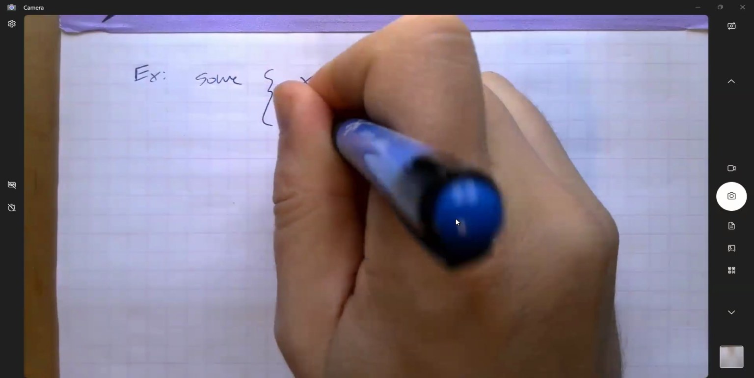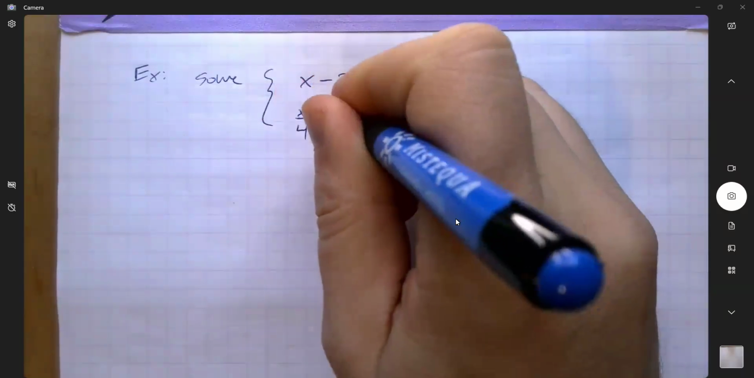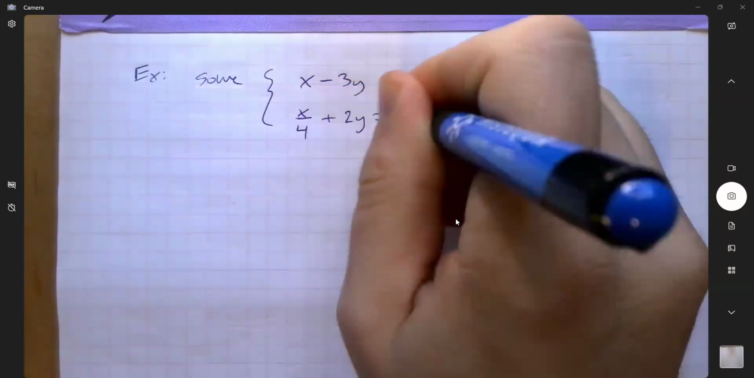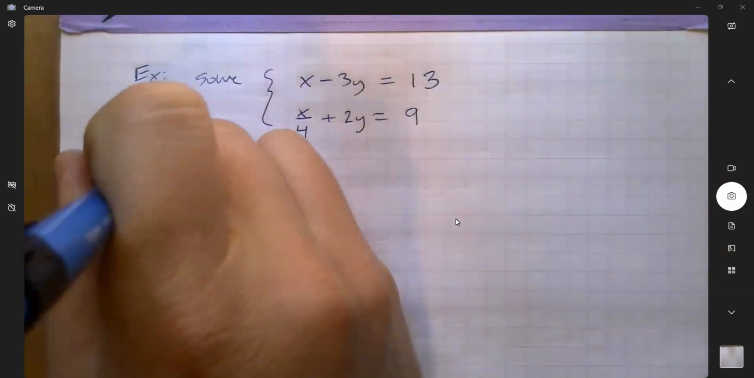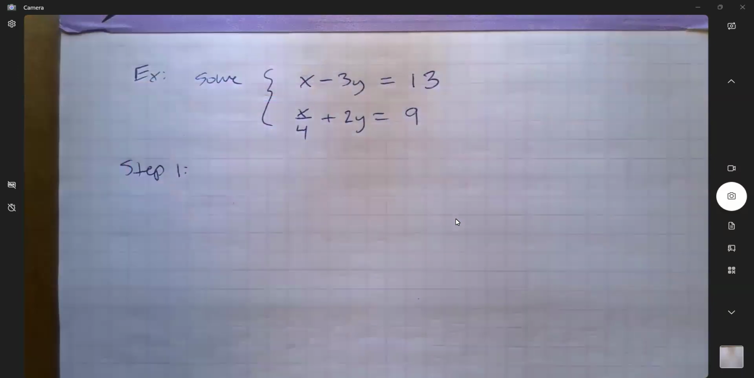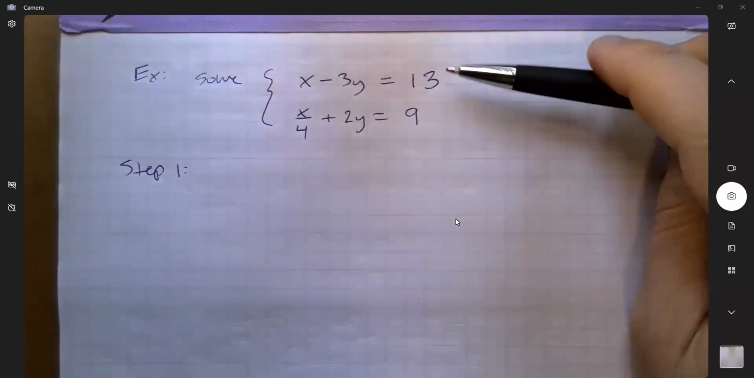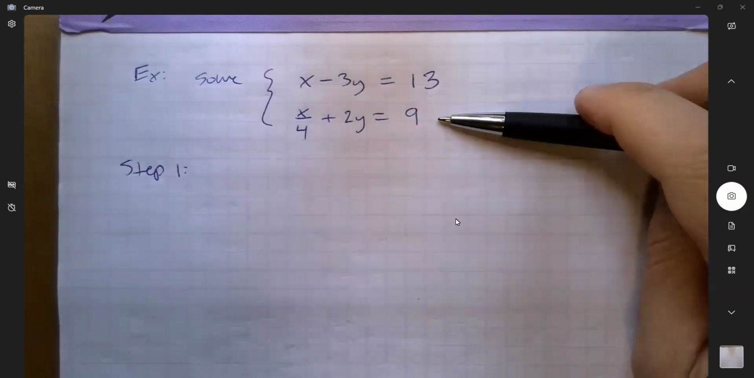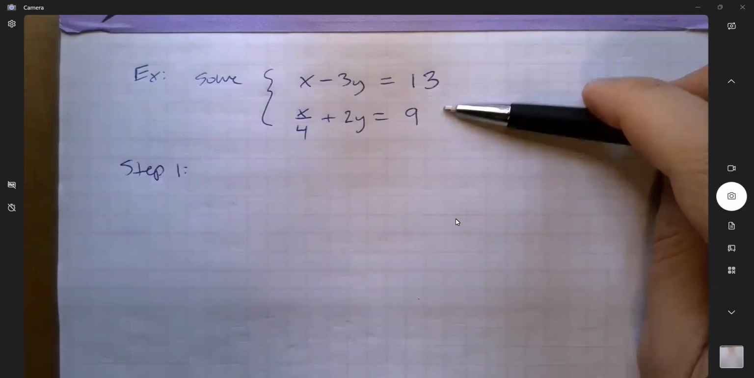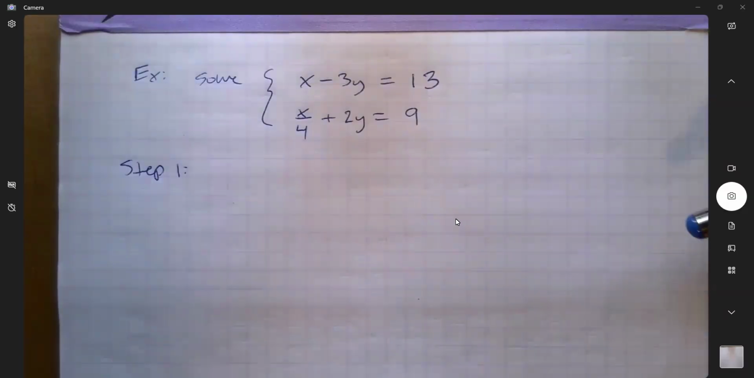x divided by 4 plus 2y equals 9. Now, we have a choice when we do our step 1. We can pick not only which equation we want to work with, we can also pick which variable we want to work with. So I could choose the first equation and solve for x, or solve for y. Or I could pick the second equation and solve for x, or solve for y. So you have to make a decision. There's not a wrong decision, but there's an easier decision and a harder decision.